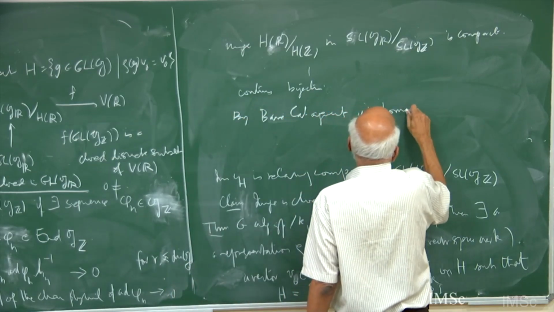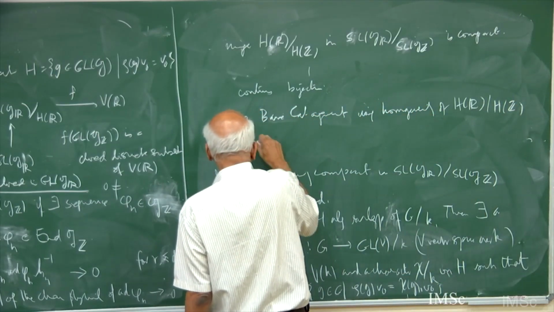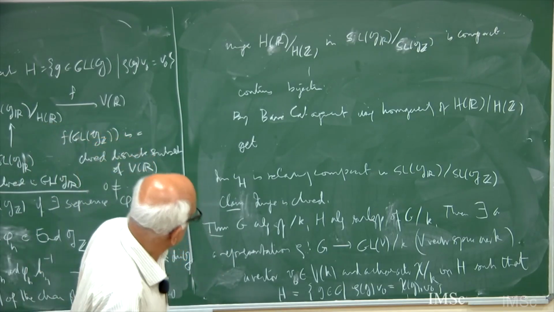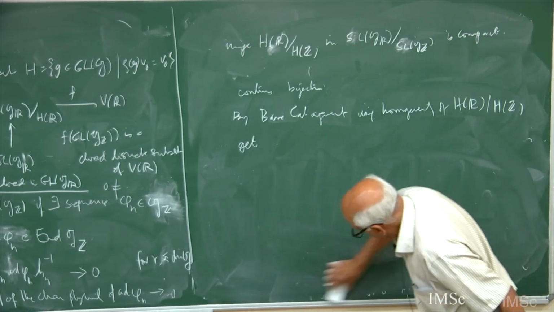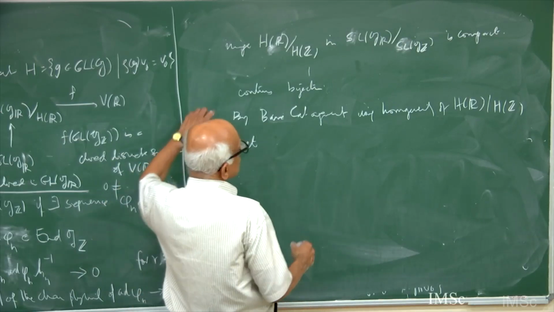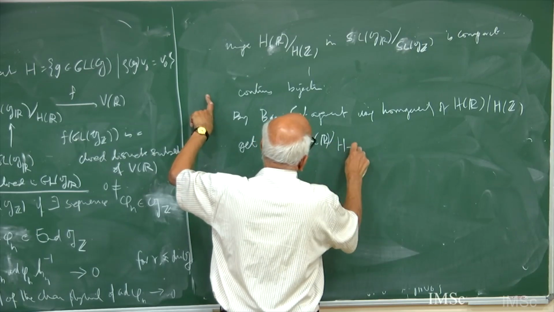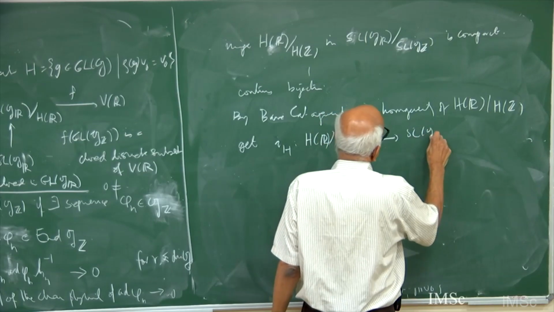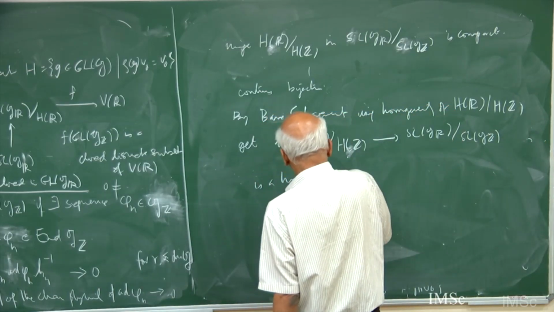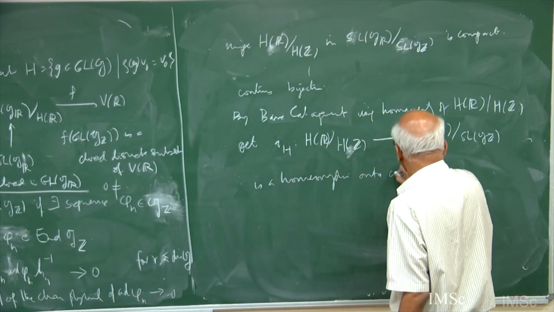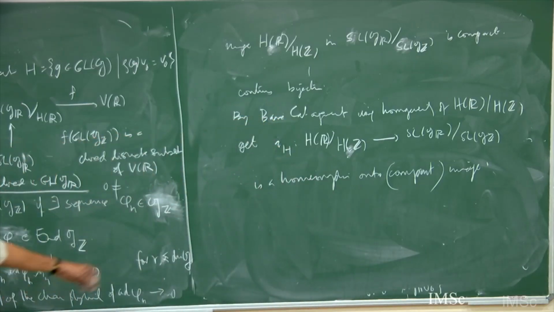Using homogeneity of H(R) by H(Z) as well as its image, we get that the map from H(R) by H(Z) into SL_n(R) by SL_n(Z) is a homeomorphism onto a compact set, therefore this quotient is compact.